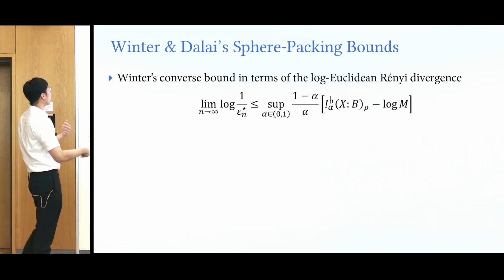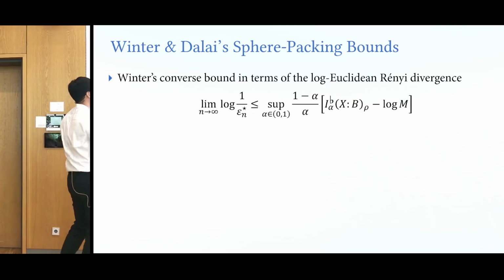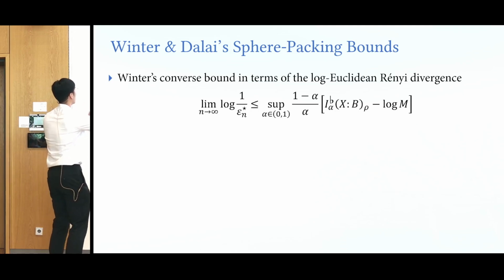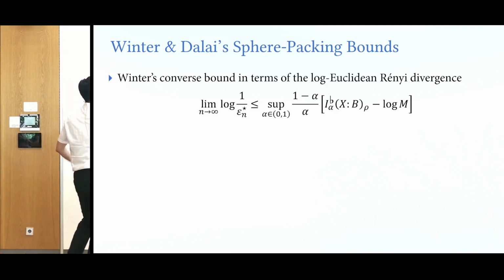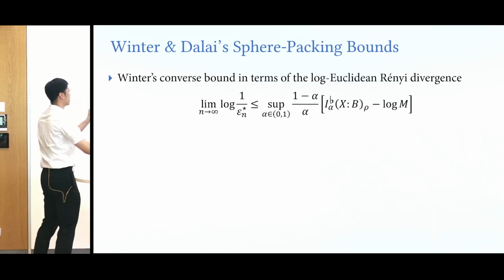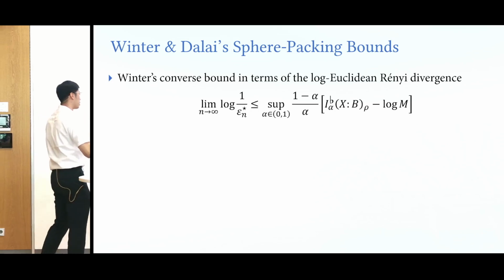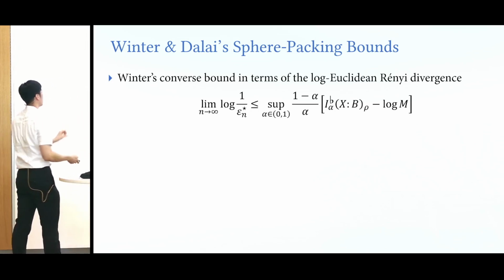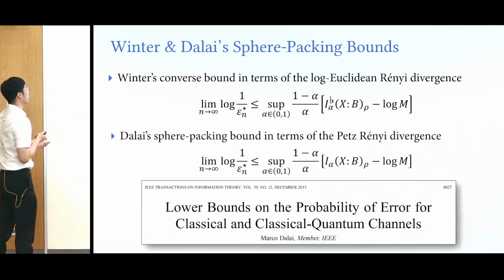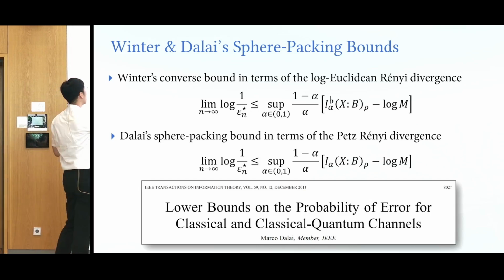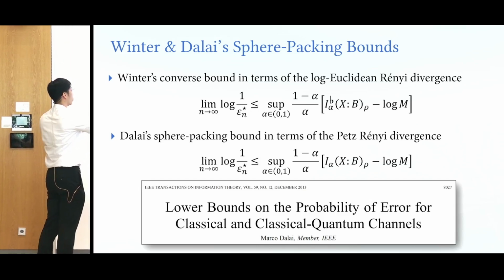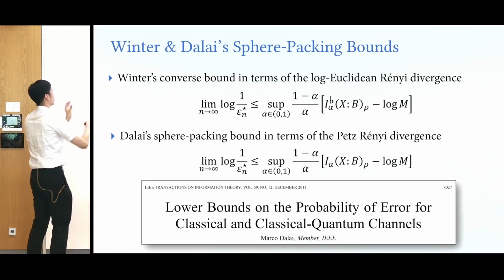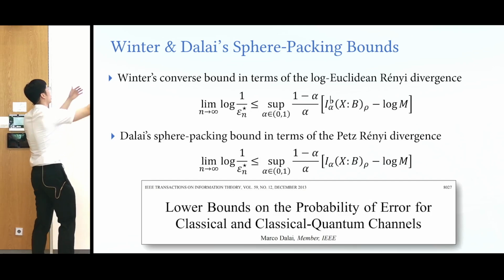Okay, so let's talk about the converse a bit. Actually, in Andreas' PhD thesis, he already provides some converse bound, the upper bound, the optimality bound to the error exponent. In his thesis, he used the Hamiltonian form, but later we realized it can be written in terms of the log-Euclidean Rényi information. Later in 2013, Dalai shows another upper bound in terms of Petz. We know that this log-Euclidean is larger than Petz for alpha less than 1. So this bound is slightly tighter than the previous.